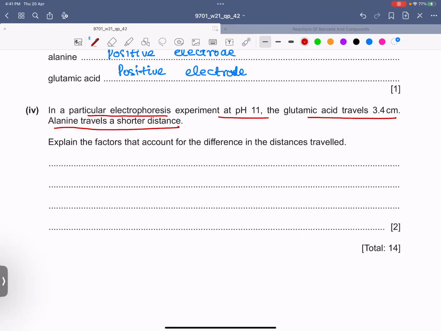Explain the factors that account for the difference in the distances traveled. Sir, difference in charge and the masses. Yeah, very good.